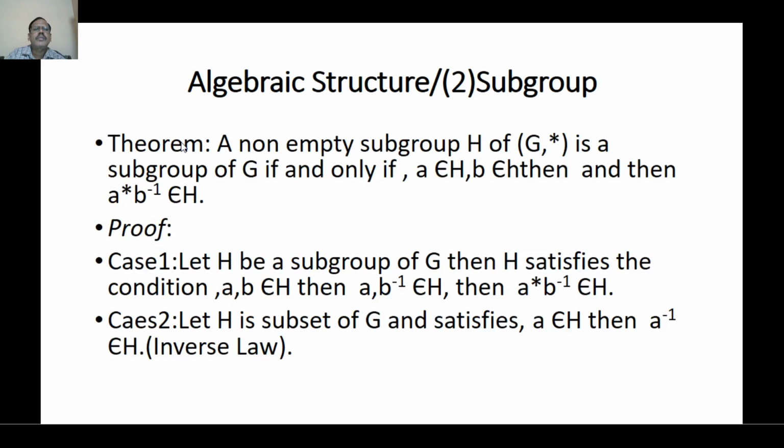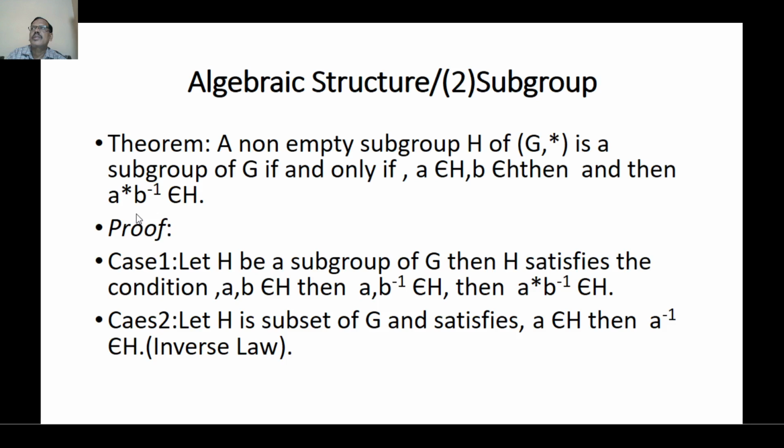The second one: a non-empty subset H of a group G is a subgroup of G if and only if A belongs to H, B belongs to H, then A star B inverse belongs to H. This is a property: A belongs to H, B belongs to H, then A star B inverse belongs to H.